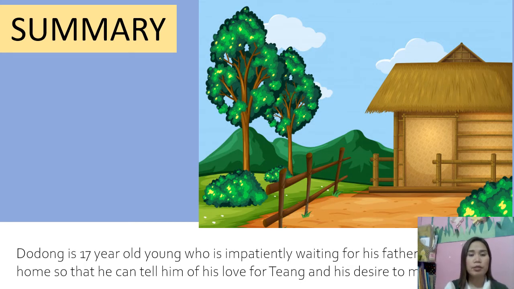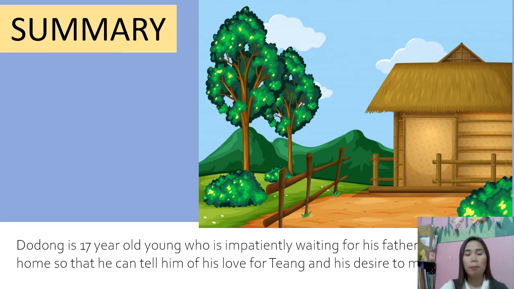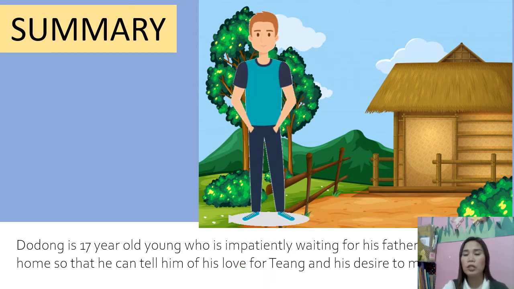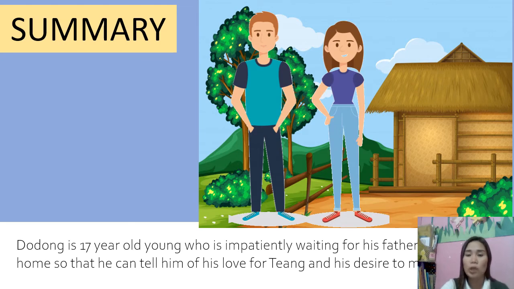And now let's start summarizing the story. So Dodong is a 17-year-old boy who is impatiently waiting for his father to come home so that he can tell him of his love for Tayang and his desire to marry her. So Dodong feels that at the age of 17, he is a grown man and is ready for the next important step in his life. And when he tells his father about this and asks for his blessings, his father is not happy about it because Dodong is so young to get married, very young to start a family. But then his father gave his blessings and consent, and Dodong and Tayang got married.